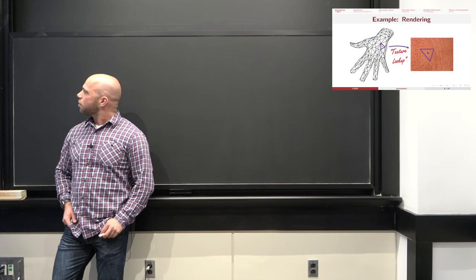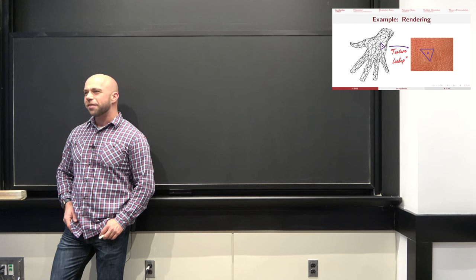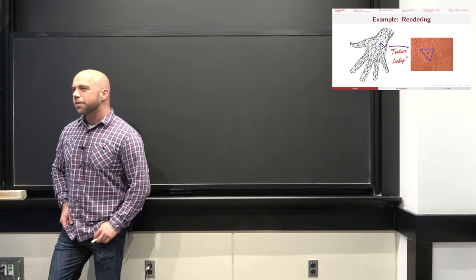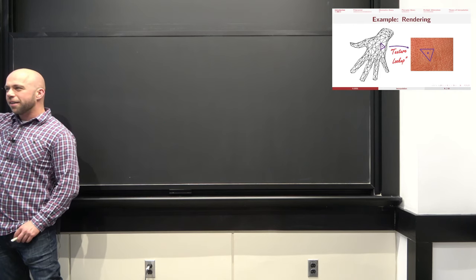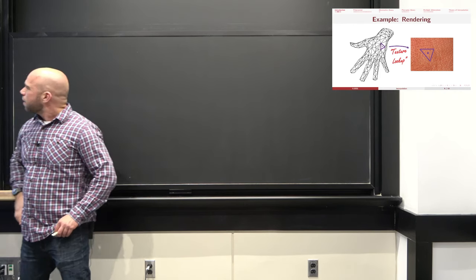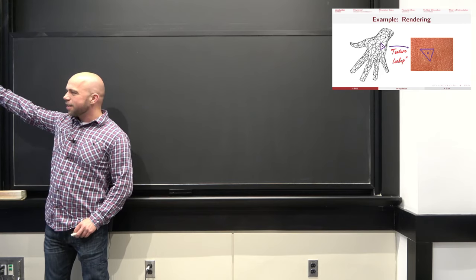A very typical observation is that we tend not to need to store geometry at quite as high a resolution as texture. So a very typical thing to do is to store an image with a texture, like here's the skin that I'm going to wrap onto the hand. And then essentially every triangle has these little coordinates onto the image plane.